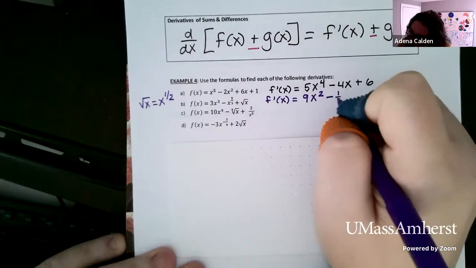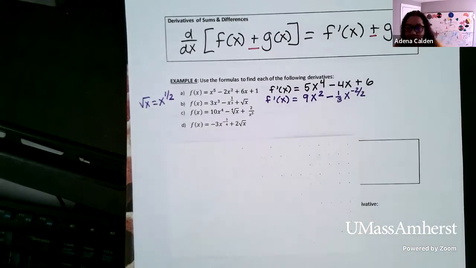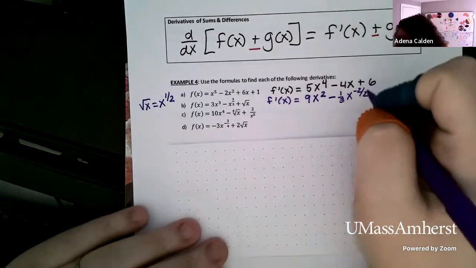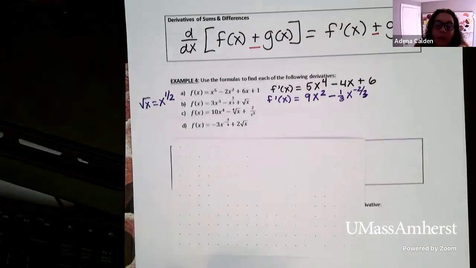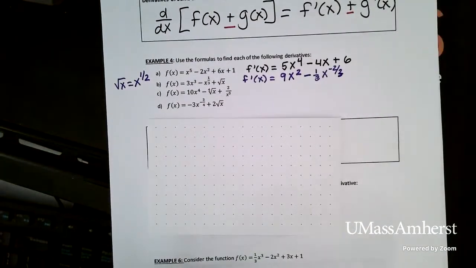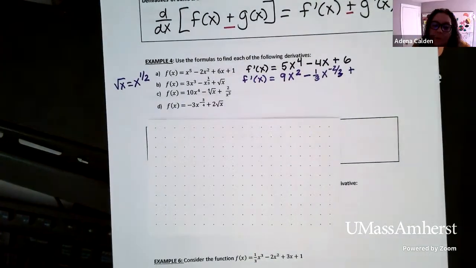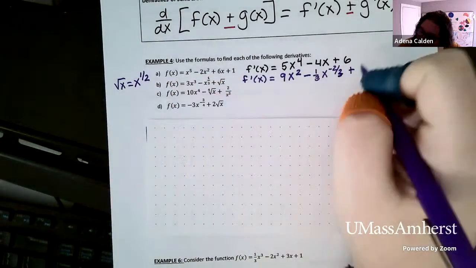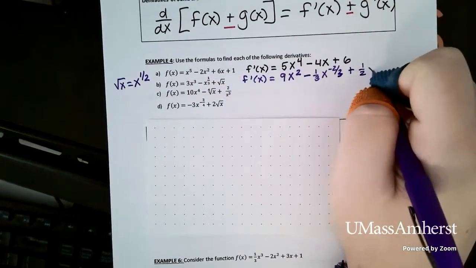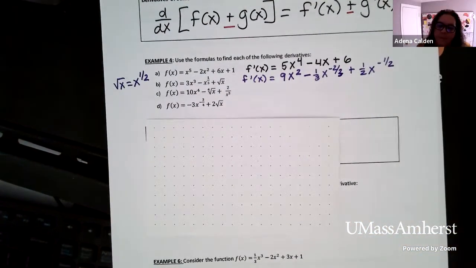For the second term, we have x to the 1/3. So the 1/3 comes down. Subtract 1 from the power. So we get minus 1/3 x to the negative 2/3. Sorry, my 3 looks a little goofy here. And then for the last term, this is where we have to remember that the square root of x is the same thing as x to the 1/2. And so when we take the derivative, we're using the power rule. The 1/2 comes down and we subtract 1 from the power. So we end up with something that looks like that.